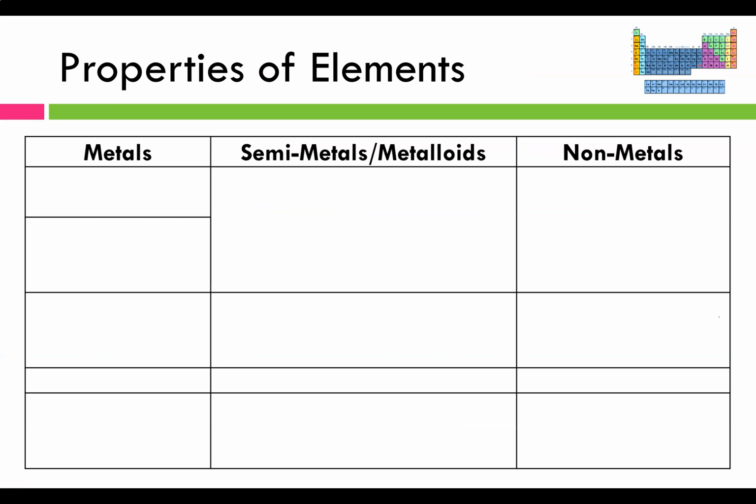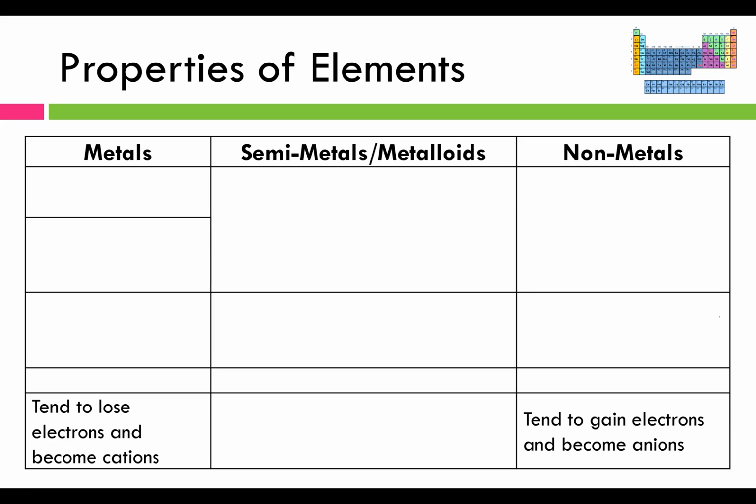I want to finish up the lesson just by going over some general properties of elements. So based on the periodic table location, whether the element is a metal, a metalloid, or a nonmetal, you can make some general predictions about its properties. We just talked about one of them with ions. We're going to start at the bottom first. Metals are going to lose electrons to become cations. Nonmetals, the polar opposite. They're going to gain electrons to become anions.